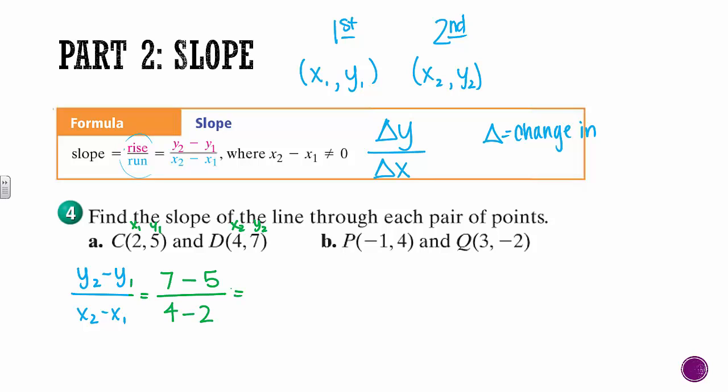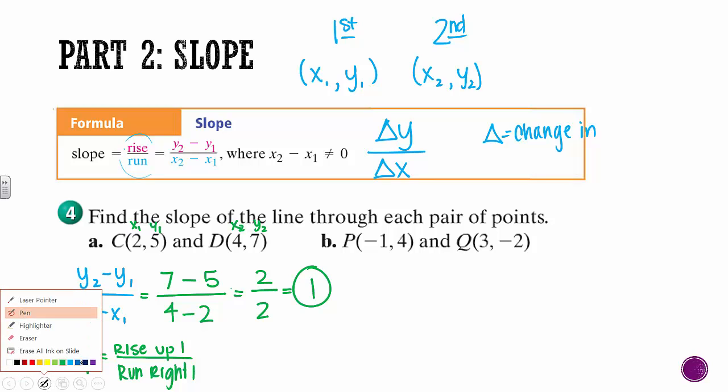And then we just have to simplify. So 7 minus 5 gives me 2, 4 minus 2 gives me 2, and if we simplify that, we get a slope of 1. So remember, we can turn anything into a fraction. So if we were looking at a graph of this, I would rise up 1, and I would run right 1. And that would give me that slope of 1.